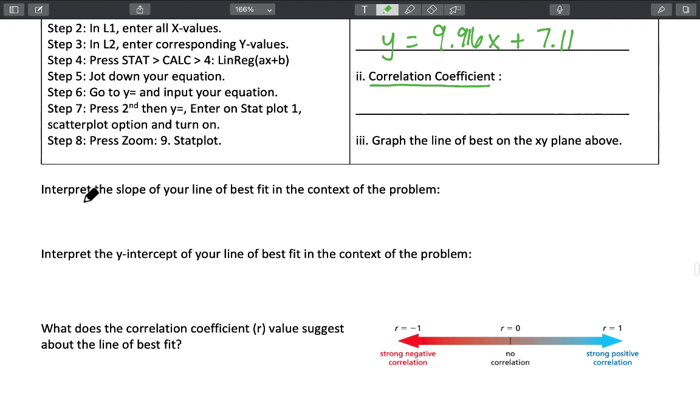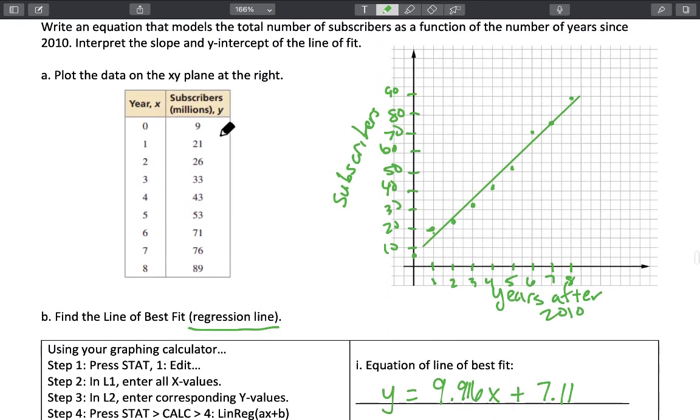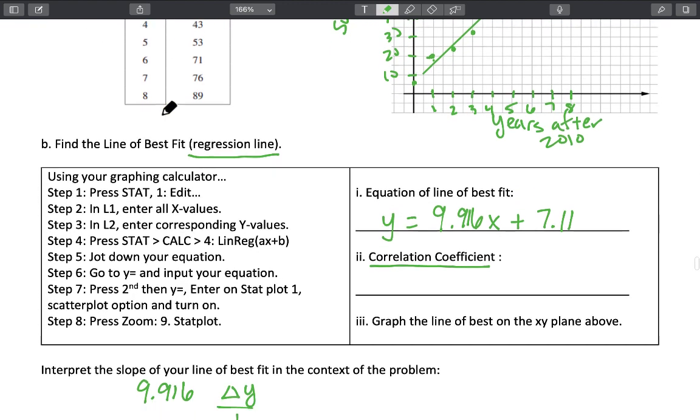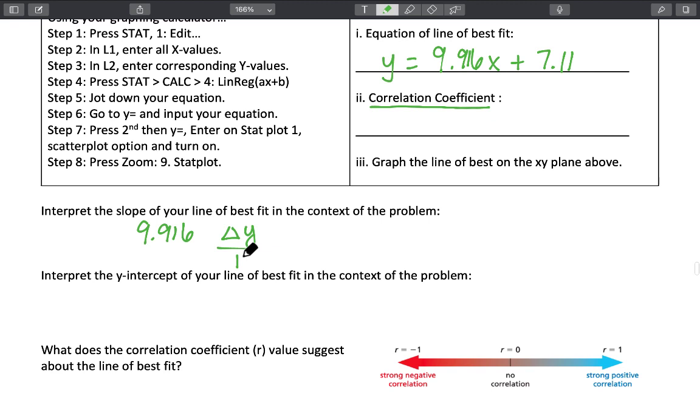Finally, it says to interpret the slope of your line in the context of the problem. Well, remember, slope was 9.916. What does that mean? Well, that's the change in our y variable for every 1 change in our x variable. Our y variable, if we scroll back up, was subscribers in millions, and x was years. So for every year increased, we had approximately 9.916 million more subscribers than the year before.